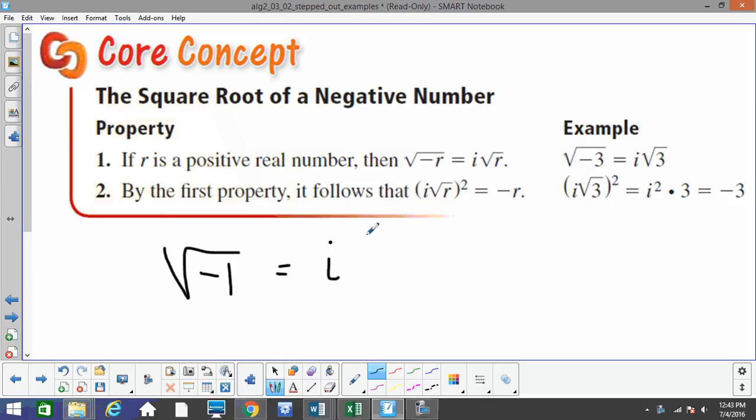What's interesting is if you squared both sides, the square root and the square cancel out, so i squared is the same thing as -1. That's the second one that you're going to want to commit to memory. That the square root of -1 is i, and i squared is -1.